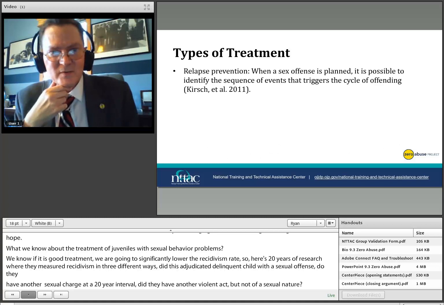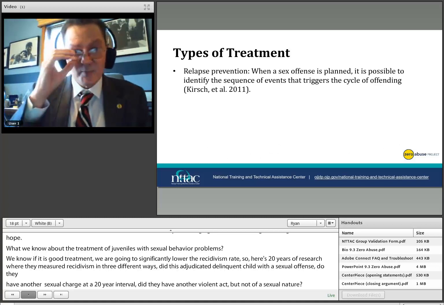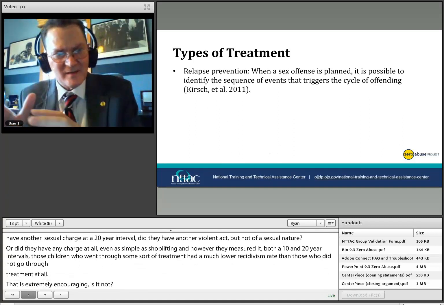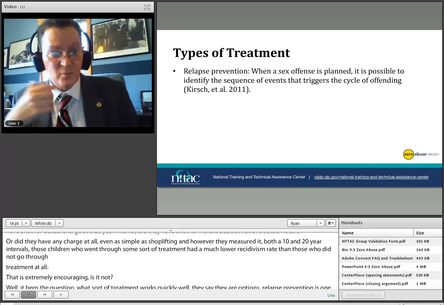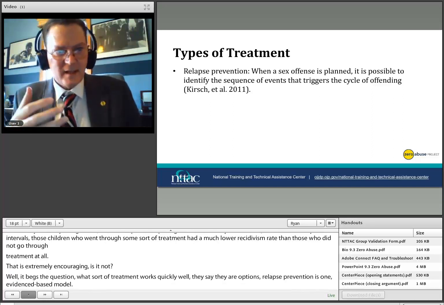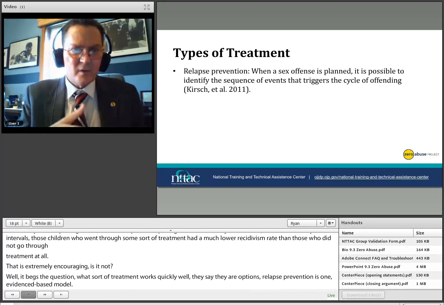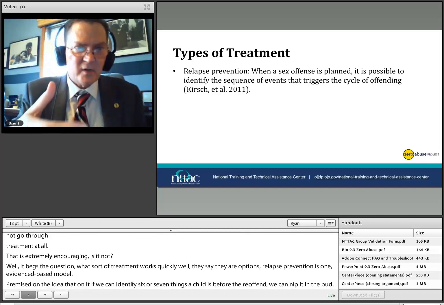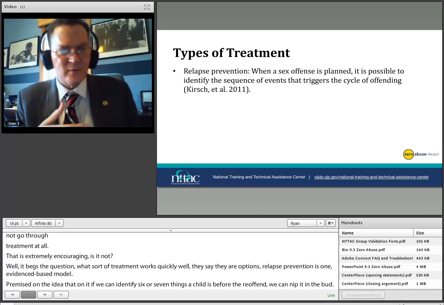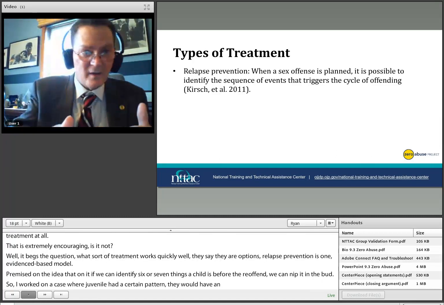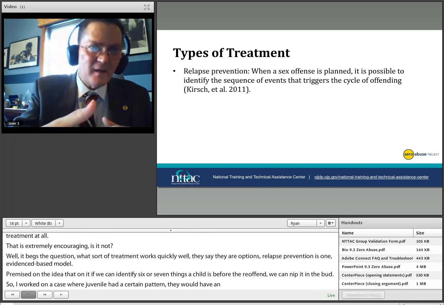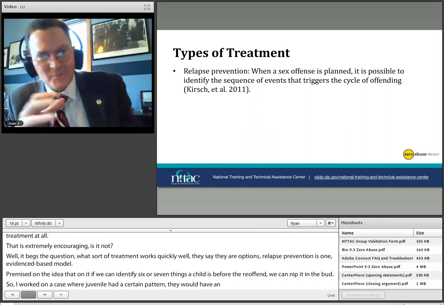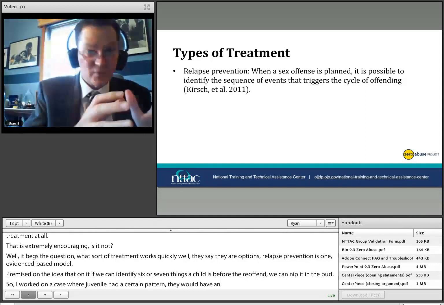What do we know about the treatment of juveniles with sexual behavior problems? Well, we know if it's good treatment, we are going to significantly lower the recidivism rate. So here's 20 years of research where they measured recidivism in 3 different ways. Did this adjudicated delinquent child with a sexual offense, did they have another sexual charge at a 10 or 20-year interval? Did they have another violent act, but not of a sexual nature? Or did they have any charge at all, even as simple as shoplifting? And however they measured it, at both the 10 and 20-year intervals, those children who went through some sort of treatment had a much lower recidivism rate than those who didn't go through treatment at all. That is extremely encouraging, is it not? Well, it begs the question, what sort of treatment works?